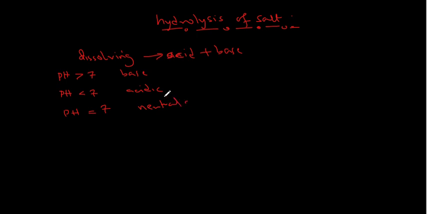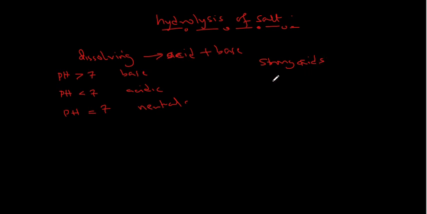So that means it is possible that a salt can actually have basic property, and some salts can have acidic property, and some salts can be neutral. And the reason for this is depending on the type of acid or base that react together. In order to determine this, you need to know strong acids, strong bases, weak acids, and weak bases.